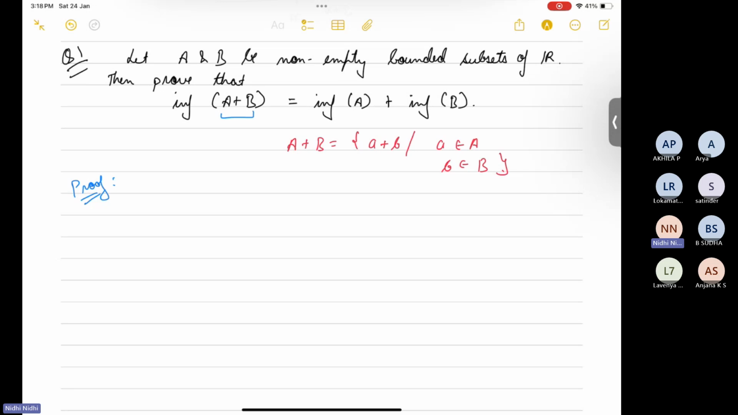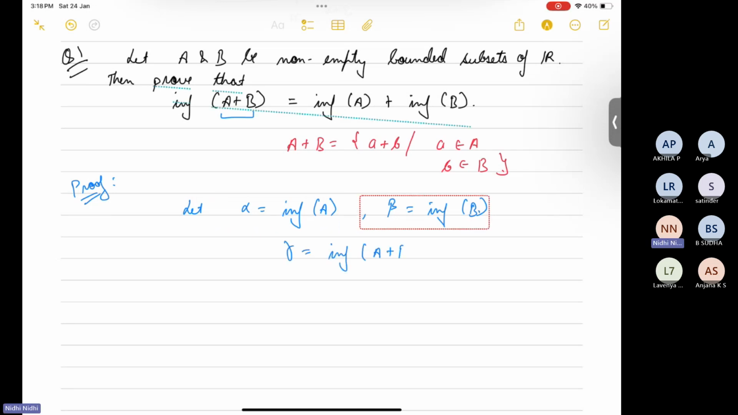So let's start with the notation. Let alpha be the infimum of the set A, beta be the infimum of B, and gamma be the infimum of A plus B. Now we need to show that, what do we need to show? That this gamma is equal to alpha plus beta.